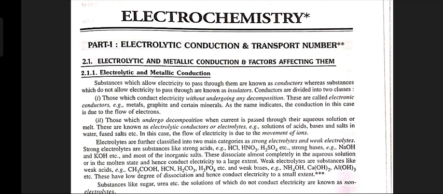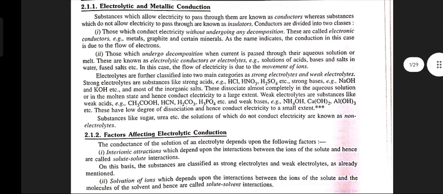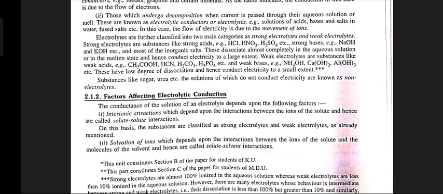The weak electrolytes are substances like the weak acids, for example, acetic acid, H2CO3, and phosphoric acid, and weak bases such as ammonium hydroxide, calcium hydroxide, and aluminium hydroxide. They have a very low degree of dissociation and hence conduct electricity to a small extent. Substances like sugar, urea, etc., the solutions of which do not conduct electricity, are known as non-electrolytes. Factors affecting the electrolytic conduction.